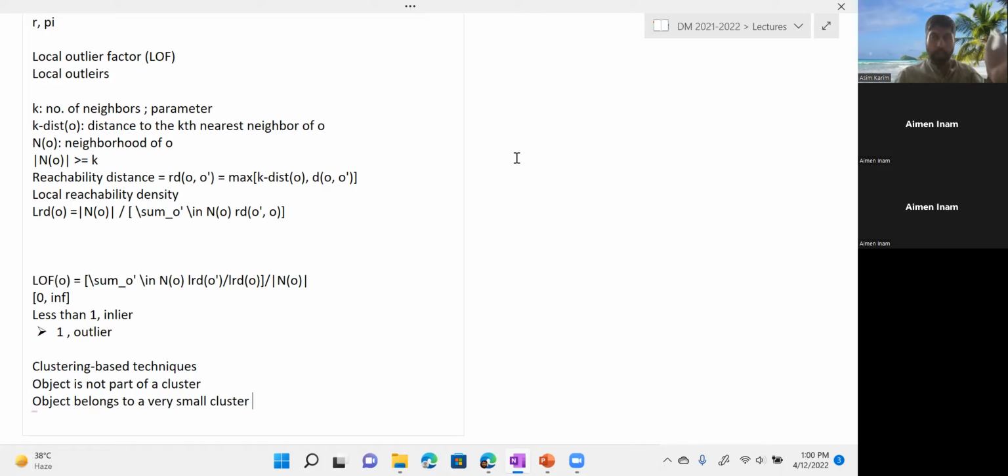So maybe after clustering, you have found many big clusters, let's say 10 big clusters, and there is just one small cluster with, let's say, a few points, 5 points, 6 points, 3 points, and the bigger clusters have hundreds of points. So then this small cluster can be considered to be an outlier. All the objects in that cluster can be considered an outlier.